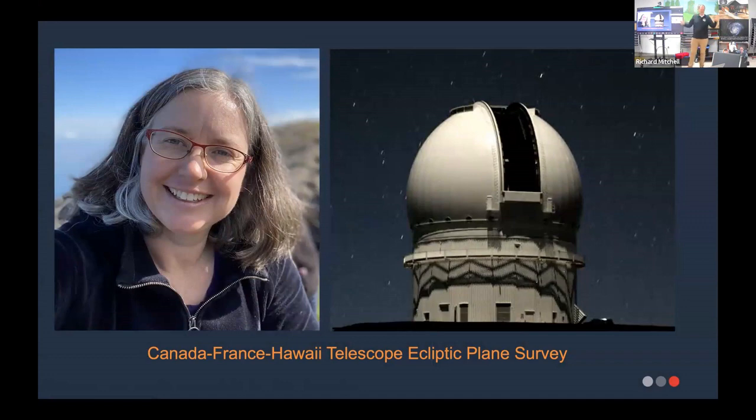It's going to do this fantastic survey of the entire sky every night for 10 years. What Lynn did was she led a project with us called the Canada-France-Hawaii Telescope Ecliptic Plane Survey. And we used the Canada-France-Hawaii Telescope. This is Canada's premier optical telescope, located on top of a volcano on Mauna Kea in Hawaii. It's a 3.6 meter telescope, and you can see a lot with it.